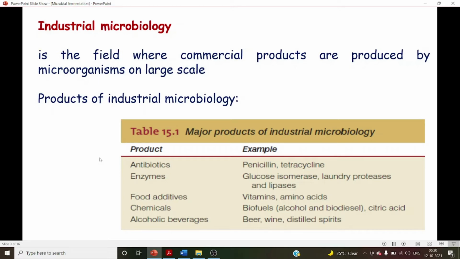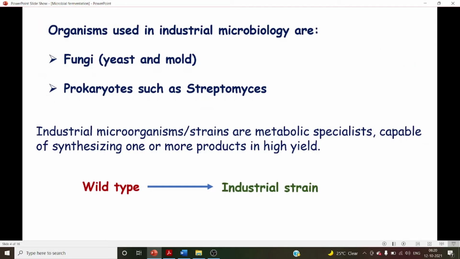So moving further, the organisms which are most commonly used in industrial microbiology are fungi, that is yeast and mold, and prokaryotes such as Streptomyces. So these are the microorganisms. Now, industrial microorganisms or industrial strains are metabolic specialists capable of synthesizing one or more products in high yield. So industrial strains are special strains, and these are different from the wild type strains.